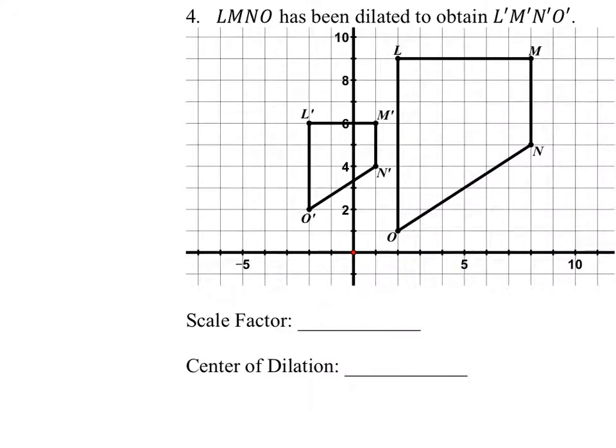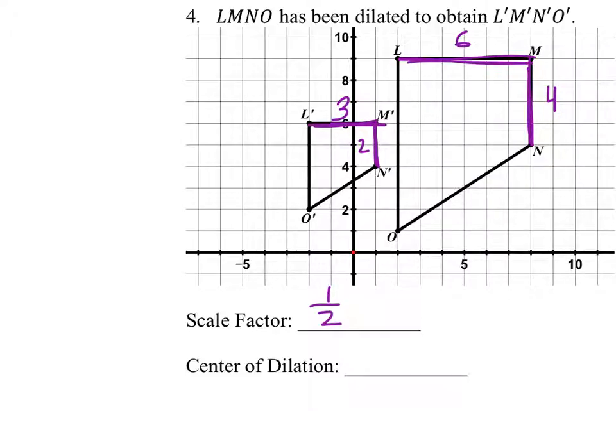All right, we got these two trapezoids, LMNO, and it's been dilated to obtain L prime, M prime, N prime, O prime. So we got to find the scale factor and the center of dilation for these. The scale factor isn't too bad. We find the length of NO, which is 4, and N prime O prime, which is 2. So we can see it's getting smaller. ML is 6, and L prime M prime is 1, 2, 3. There we go. So we can see that the scale factor is cutting all the original values in half.